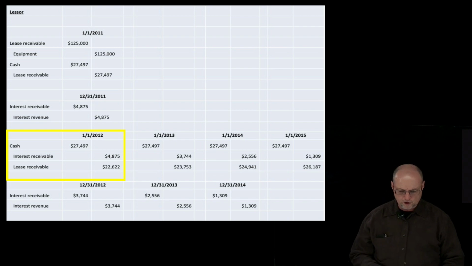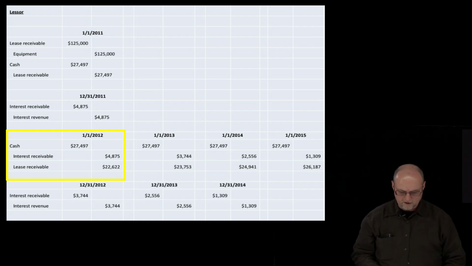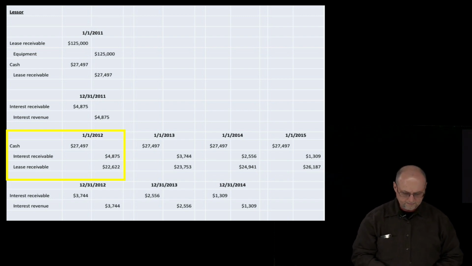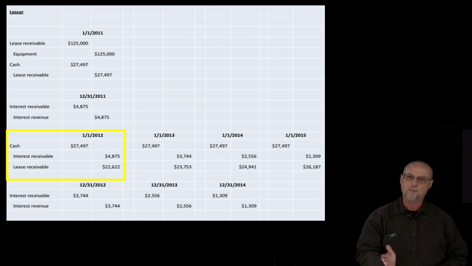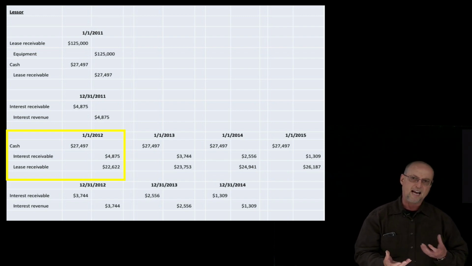The beginning of year 2, January 1st of 2012, which is right around here. They're going to receive their second payment of $27,497, so they debit cash. They're going to debit interest receivable. Since they're receiving that receivable, they're going to credit it and remove it. And then they're going to credit the lease receivable for $22,622, which is the difference between the lease payment and the interest related to it.